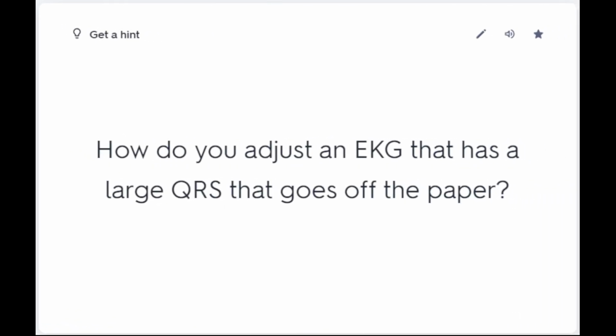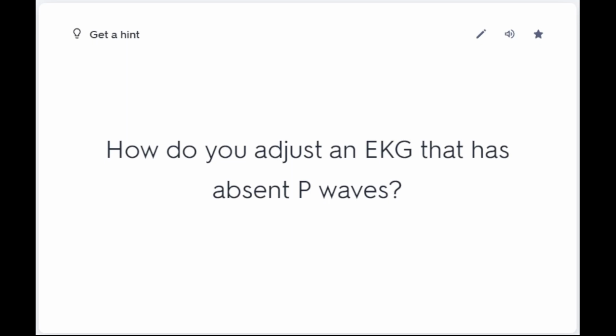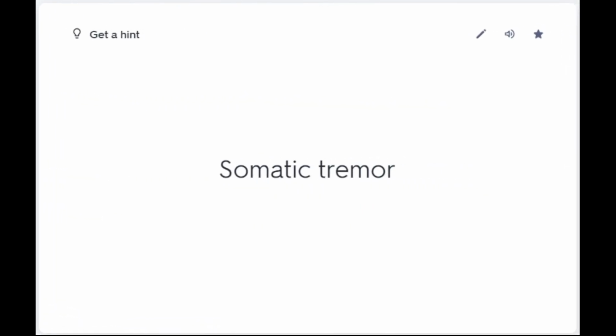How do you adjust an EKG that has a large QRS that goes off the paper? Reduced to 0.5, resulting in a standardization mark that is 5 mm high and 5 mm wide. How do you adjust an EKG that has absent P waves? This indicates elevated heart rate. Change the speed from 25 mm per second to 50 mm per second if not done automatically.